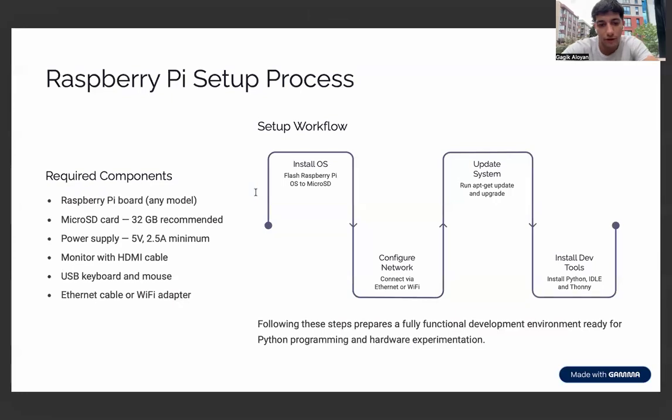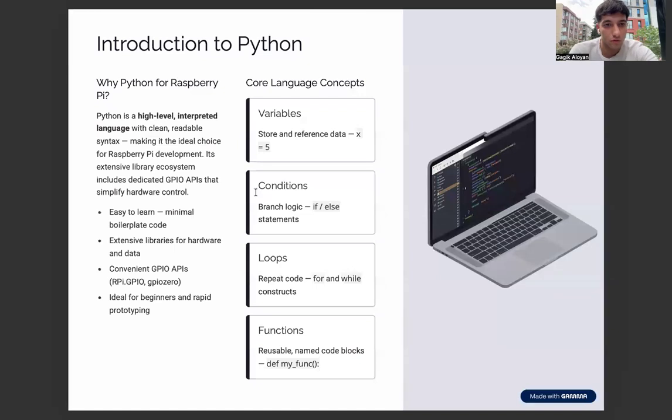In slide 5, we have Raspberry Pi setup. Setting up a Raspberry Pi is quite simple. First, we need a Raspberry Pi, a micro SD card, as we said, and a power supply. We can also connect a monitor, keyboard, and mouse. After installing the operating system and turning on the Raspberry Pi, we can connect it to the internet and start programming.